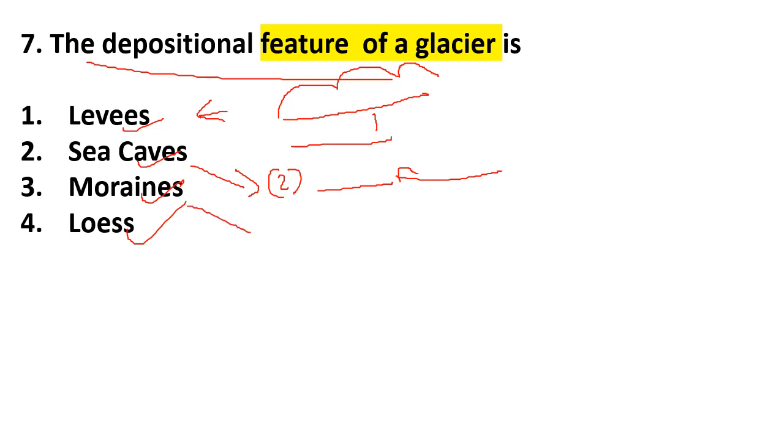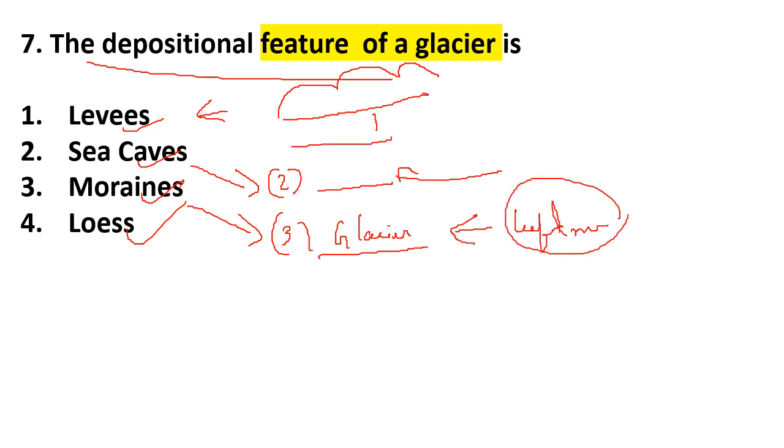Okay, now what are moraines? Simply said, moraines are features formed in glaciers. You have to remember, moraines are formed in glaciers, and we can say that moraines are the left-over materials formed by the glaciers when they erode. Okay, when they erode.